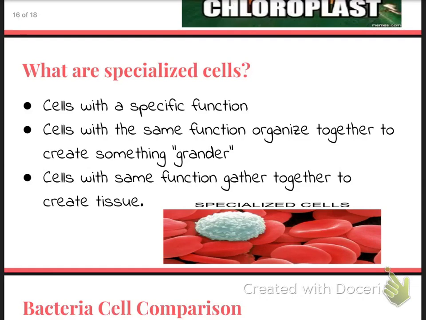So cells will end up making tissues, and tissues will make up organs, and organs will make up organ systems. But cells with the same function get together, they create a tissue, and those tissues work together to create organs into the big hierarchy that makes up the human body.